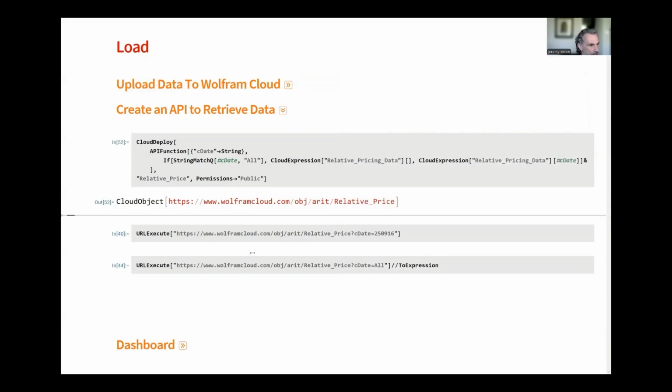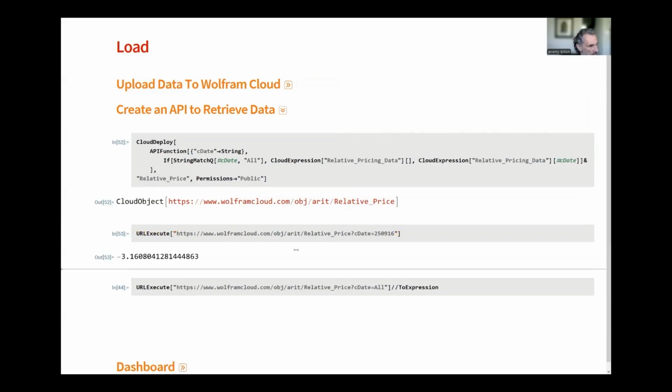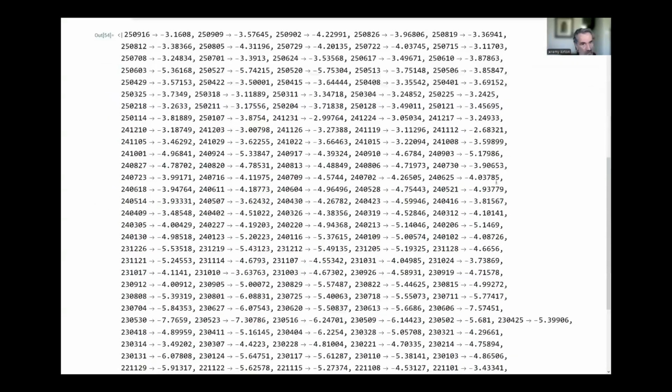You can also, within Mathematica, use the API. So here, let's get the same thing back for the 16th of September in Mathematica. Or if we want to get it all back, we just change the parameter CDate to all. And then we get them all back there in Mathematica.